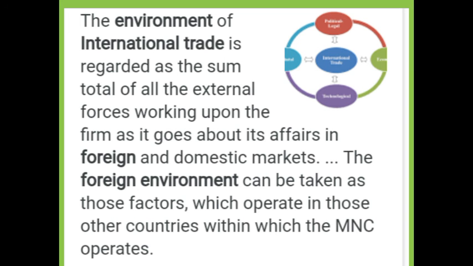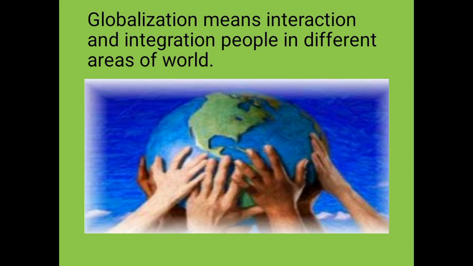globalization. What is globalization? Globalization is the interaction and integration of people in different areas of the world, means the unity of people who are staying in different areas of the world. And interaction means interplay. They are supplying their goods to other places and they are taking from other countries. That is globalization.